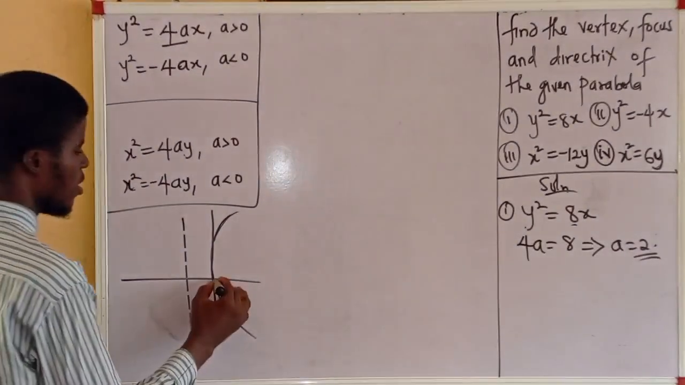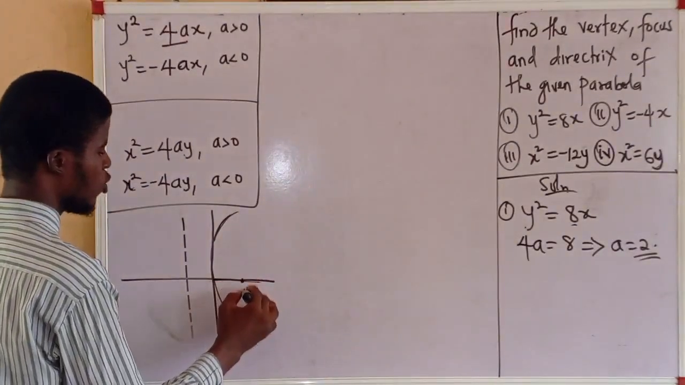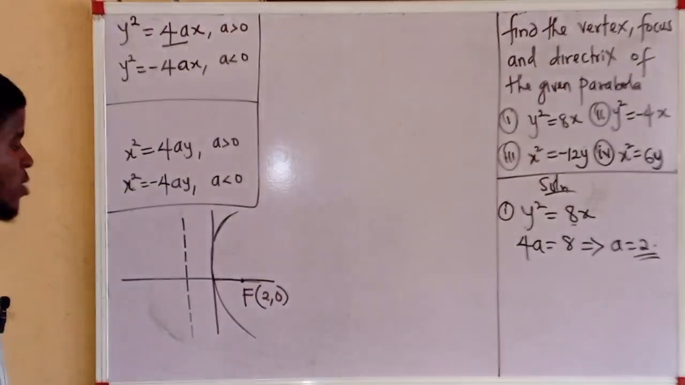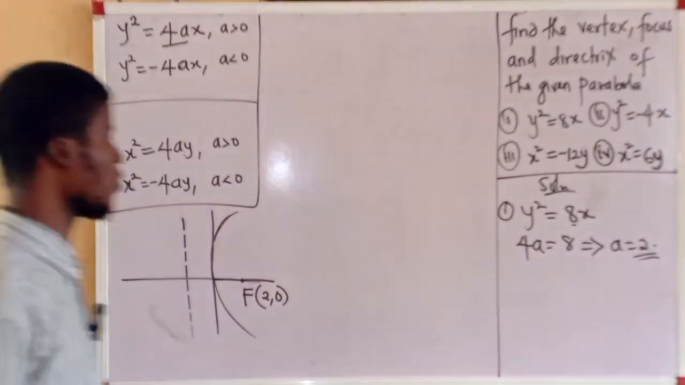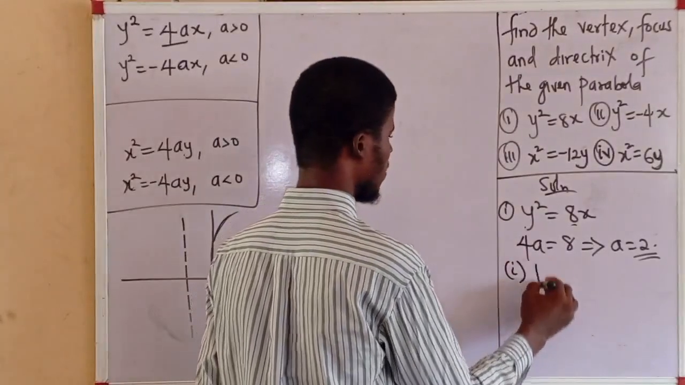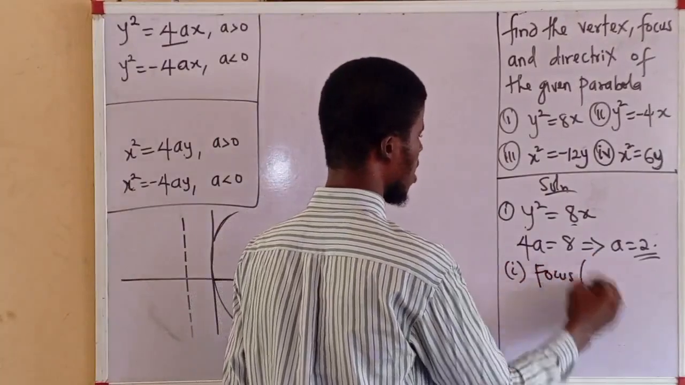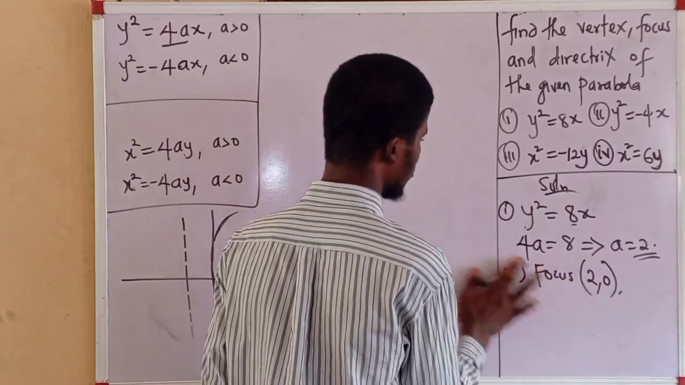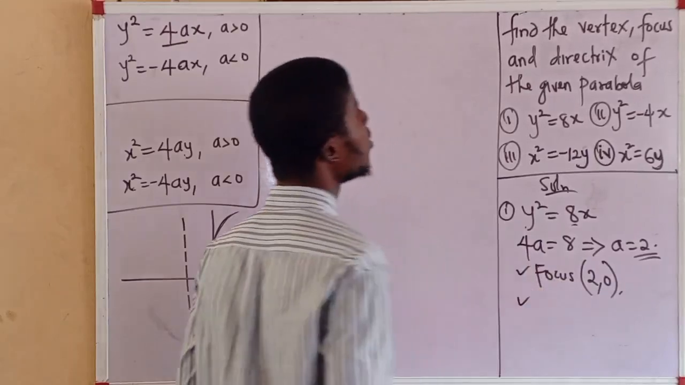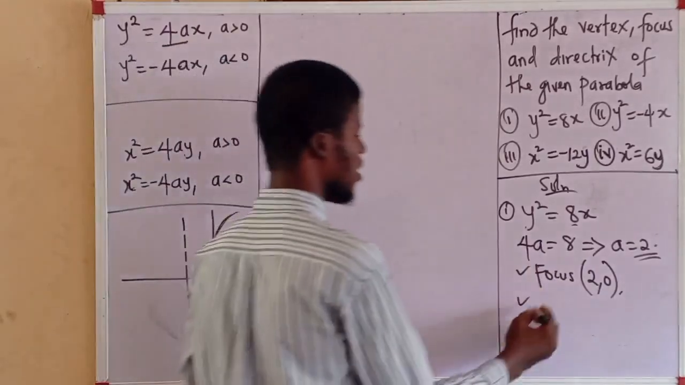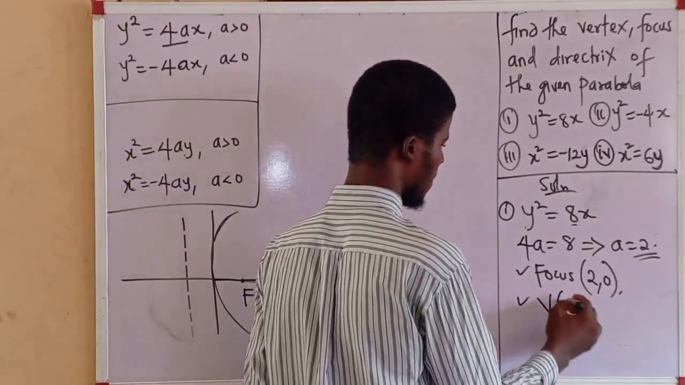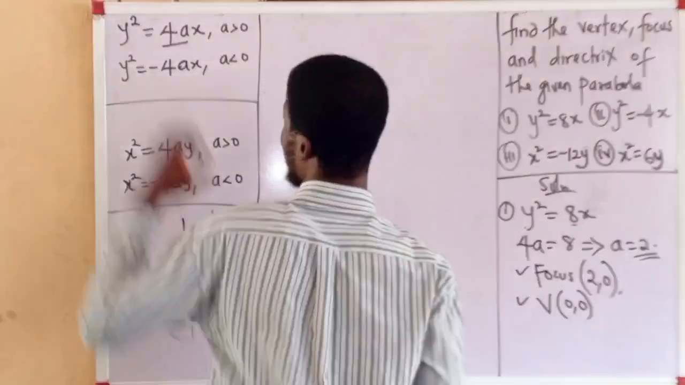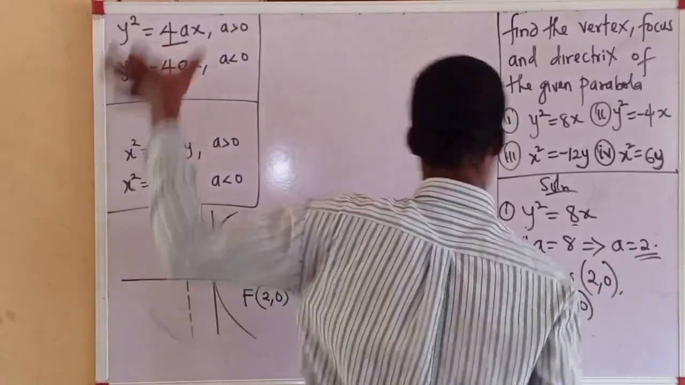That means here the focus is at this point, 2, 0. That's what it means. So this is the focus. The focus has the point 2, 0. What is the vertex? The vertex is at the origin. Let V be the vertex. It is at the origin, and the vertex is at the origin for all these equations here.